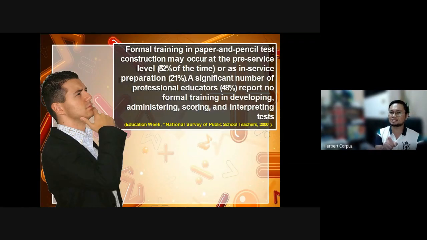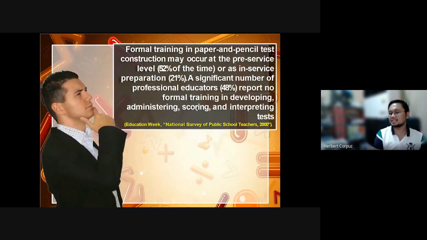At sinasabi dito sa research na ito, formal training daw in paper and pencil test construction occurs at the pre-service level, that is 52% of the time, or as in-service preparation, the 21%. Yung in-service, itatawag natin yung practice teaching ninyo. Okay. Then a significant number of professional educators, 48%, report no formal training in developing, administering, scoring, and interpreting tests. Okay? 48%, halos kalahati na. Okay, ng mga professional educators ay walang training when it comes to preparation of paper and pencil tests.